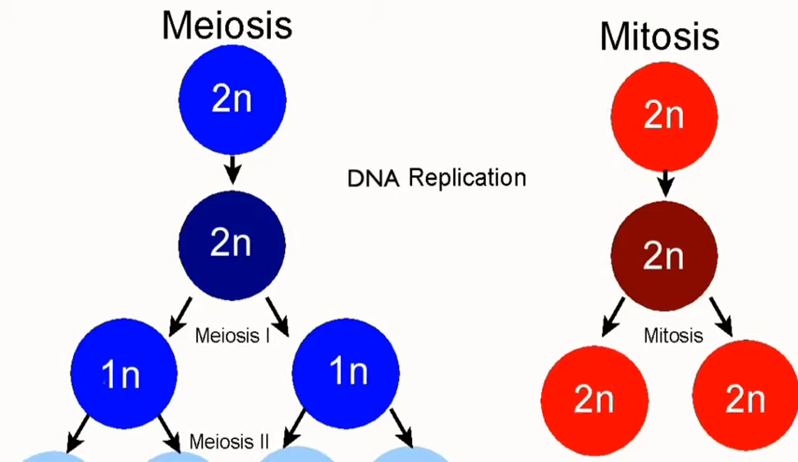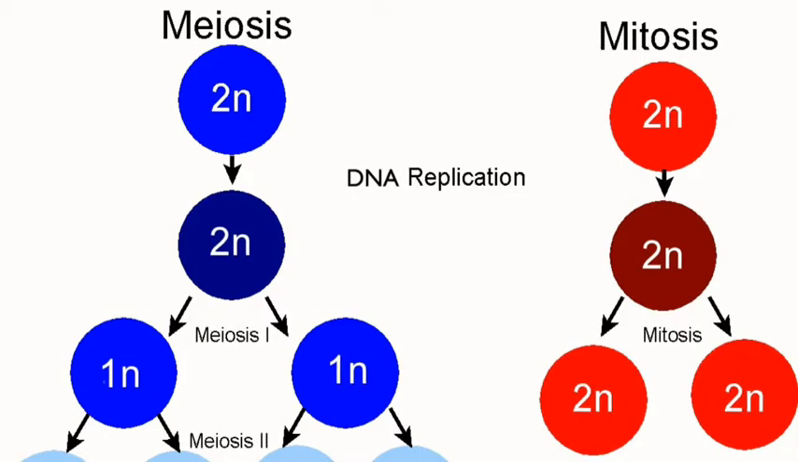So, which is more like mitosis, meiosis 1 or meiosis 2? Meiosis 2 is more like mitosis because there are no homologous pairs in either, unlike meiosis 1, as well as no crossing over. In both, duplicated chromosomes line up on the equator of the cell, and spindle fibers separate the sister chromatids. Both meiosis 2 and mitosis are extremely similar.